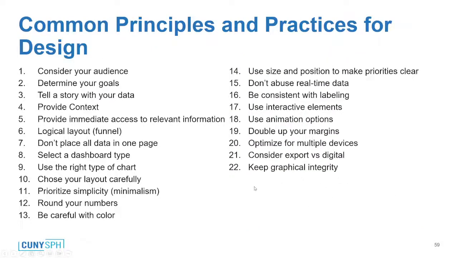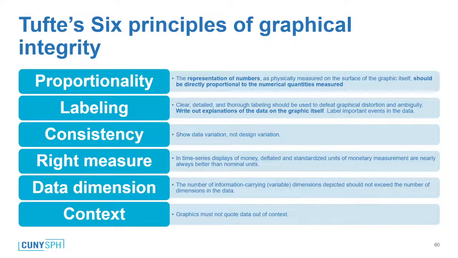22. Keep graphical integrity. I have talked about this a little bit before, and I have insisted that we can lie with graphics. Then Tufte's 6 principles of graphical integrity says that we need to have proportionality, label consistency, right measure, data dimensions, and context. What is this?